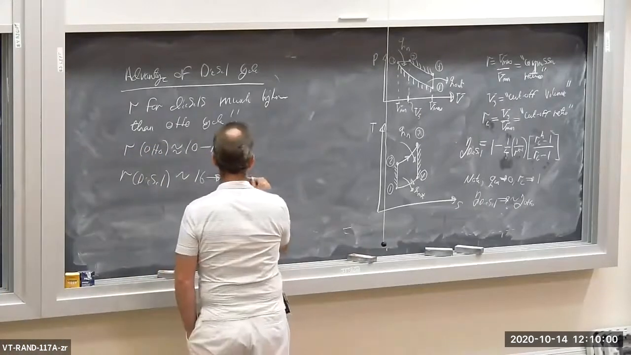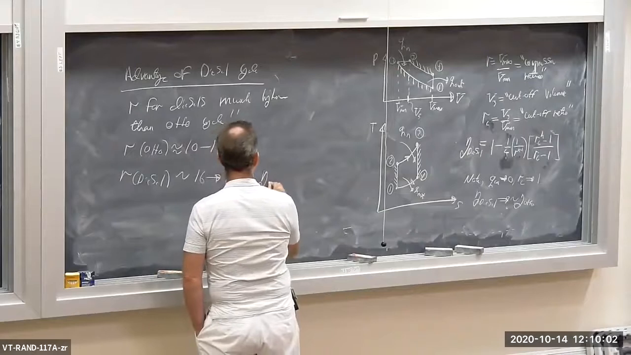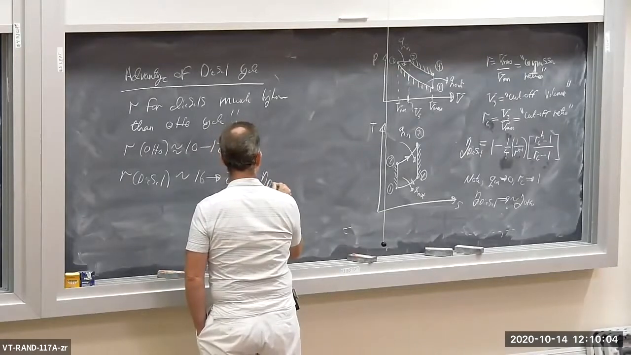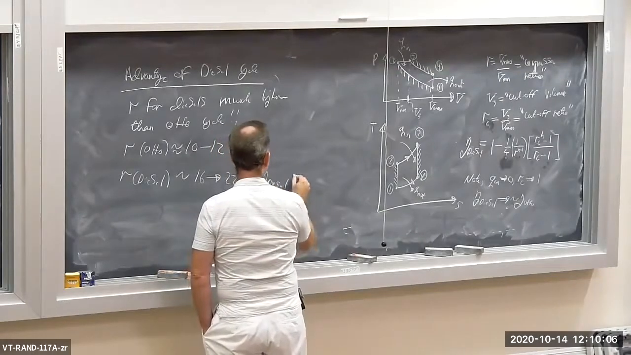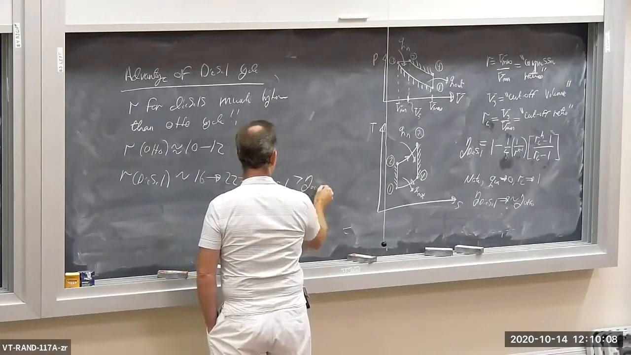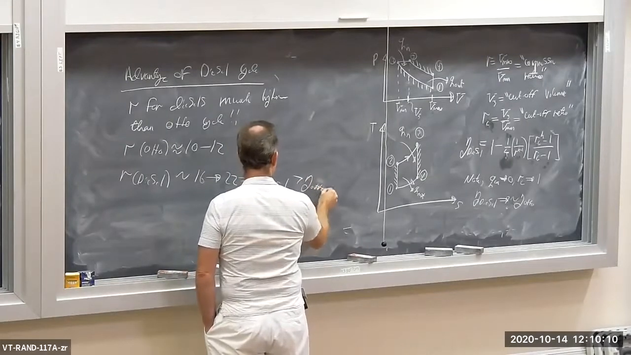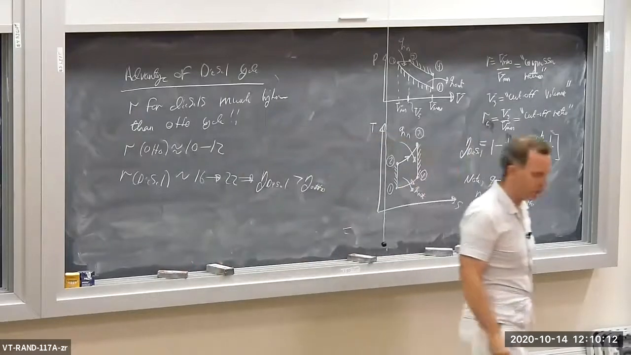Therefore, the efficiency of the diesel is usually greater than the efficiency of the Otto cycle because you can get such a high compression ratio, okay?